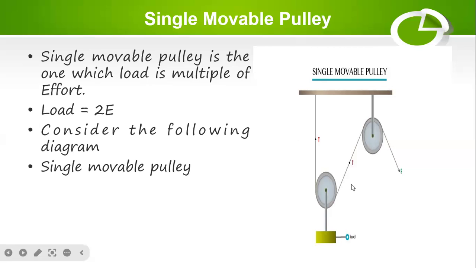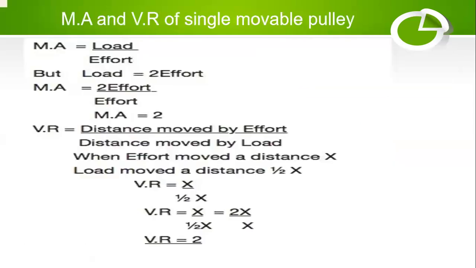So one of the pulleys gets to be moved and the other just withstands the effort that is applied to move the load. Talking about the mechanical advantage and the velocity ratio, mechanical advantage is equal to load upon effort. But we know that in this kind of pulley, load is equal to twice the effort. So MA is equal to twice effort upon effort. So MA is just equal to 2.